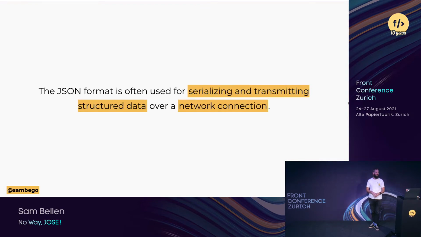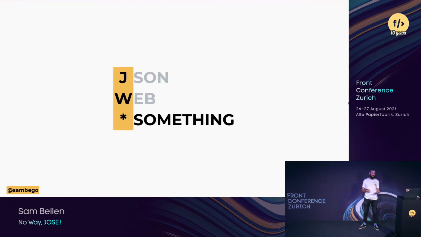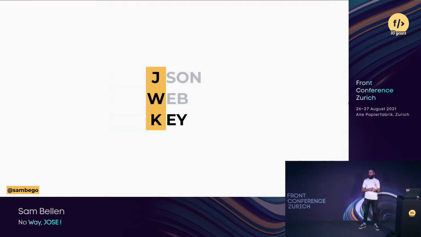Well, JSON format is used for serializing and transmitting structured data over a network connection, which means JSON is used on the internet by everybody. And it has excellent support in most programming languages. It came from JavaScript, but most modern programming languages have either a library or core support for JSON, so we know how to use JSON in most languages out there. So all of these things inside of the JOSE standard are going to be JW-something: JWT, JSON Web Tokens, but let's start with JSON Web Keys.